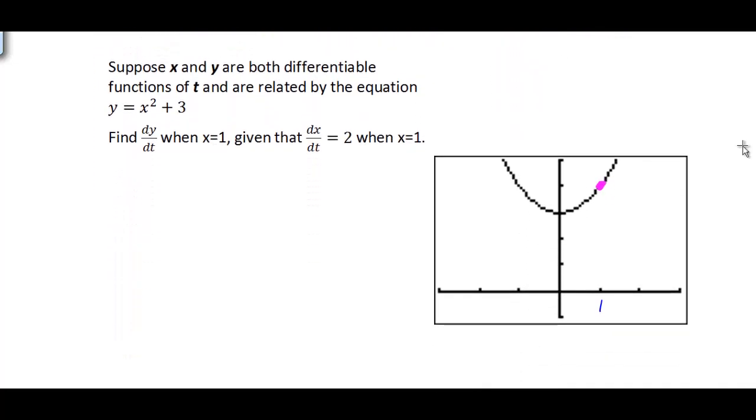So let's look at a very simple problem dealing with our rate of change. This one says, suppose that x and y are both differentiable functions of t. Now we're thinking of x and y as functions of the variable t, which represents time, and they're related by the following equation: y equals x squared plus 3, which is just a simple parabola that I have sketched over here on the side. And we want to find dy dt.